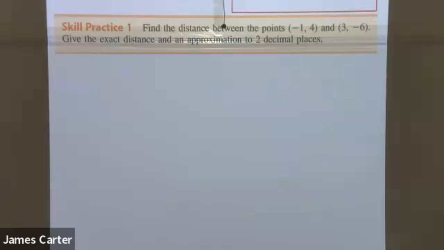Okay, you guys do this one. If you don't have a calculator with you, you can bring it down to the simplest radical form.